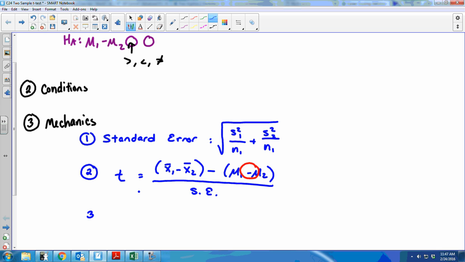Then what would I find after that? After you have your statistic, what do you find? P-value. Now, in a perfect world, like in a one sample t-test, how do we find the p-value?